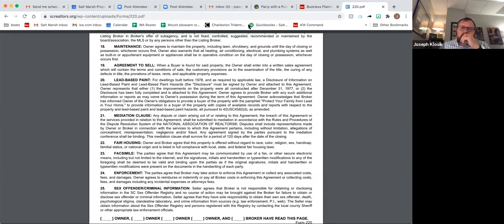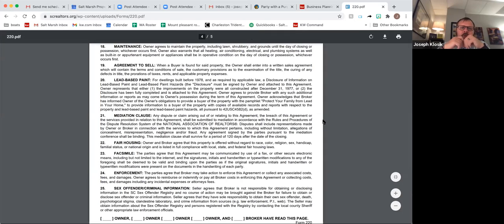Paragraph 24, parties agree that the broker may take action to enforce this agreement. Basically it says it's an enforceable agreement. So if I perform on it, I get you something and you get an offer, and you default on it, this is enforceable.